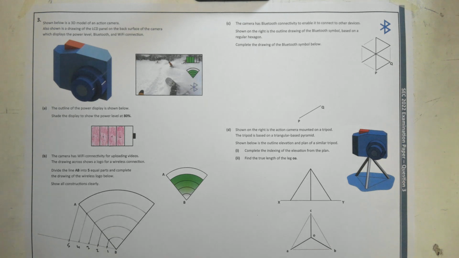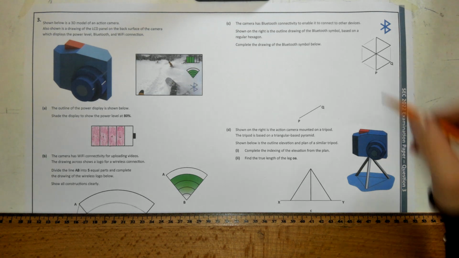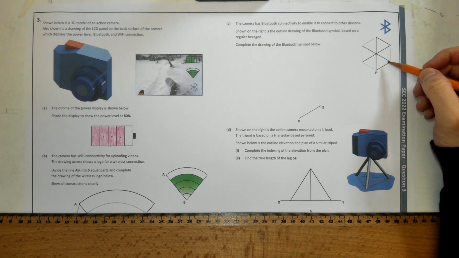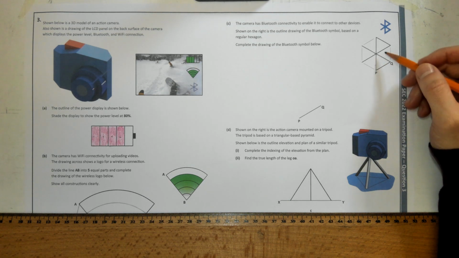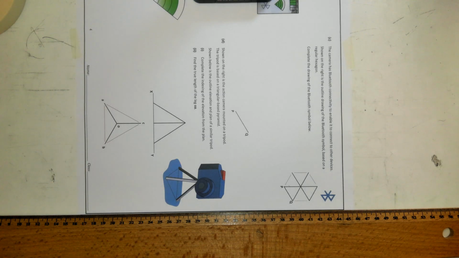For part C then, I'm told the camera has Bluetooth connectivity to enable it to connect to other devices. Shown on the right is the outline drawing of the Bluetooth symbol based on a regular hexagon. Complete the drawing of the Bluetooth symbol below. So you can see the hexagon is standing up on a point. Now I said to you, if you ever don't like seeing the hexagon on its point and prefer to see it where it's sitting flat, what you can do is turn your page around, which is what I'm going to do because most of you prefer doing it that way. So I'm just going to pause this for a sec and have the page turned around. Now the page is turned around, you can see that the hexagon is the way we usually like to see it.